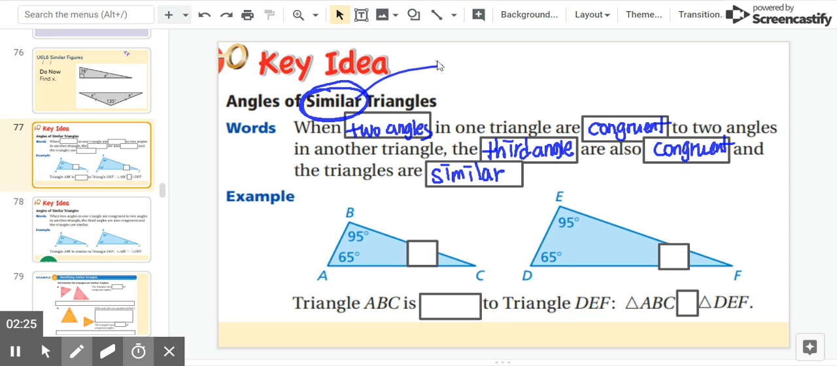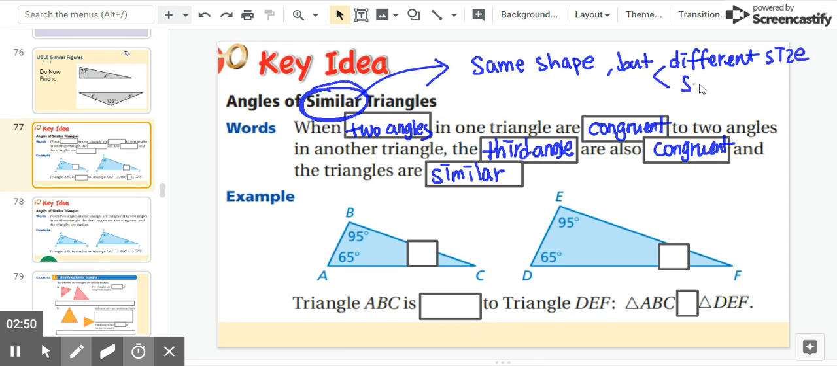So similar shape means they have the same shape, but it doesn't necessarily need to be the same size. So it could be the same, or a different size.